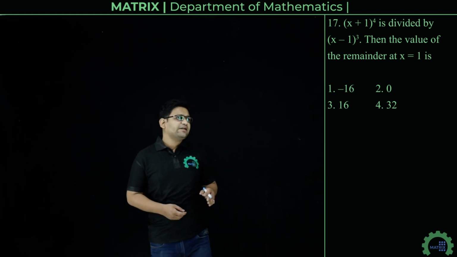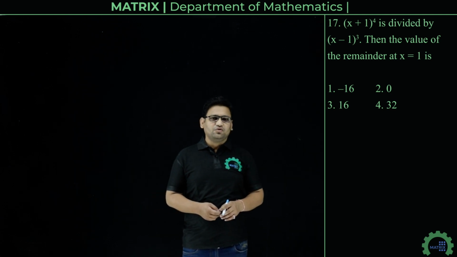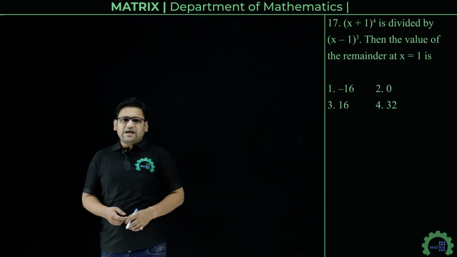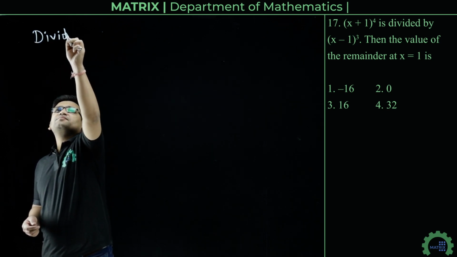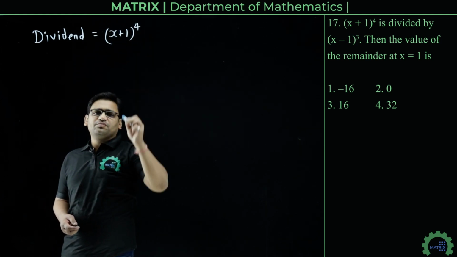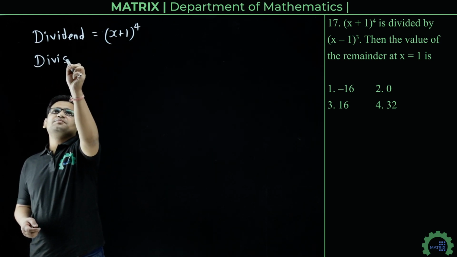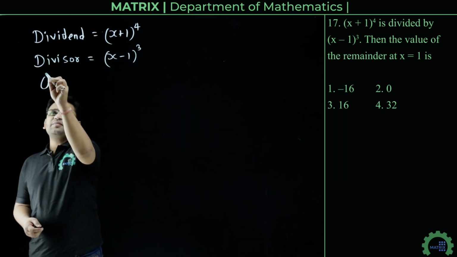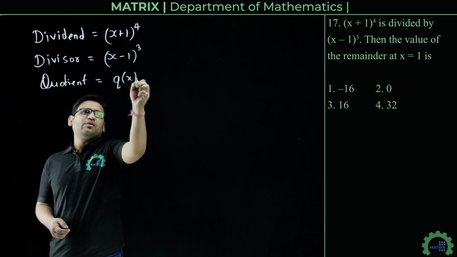Okay, in the next question, it is given that (x plus 1) raised to power 4 is divided by (x minus 1) whole cube. Then we have to find the value of the remainder at x equals 1. So here (x plus 1) raised to power 4 is the dividend, and the divisor is (x minus 1) whole cube. Let the quotient be q(x).